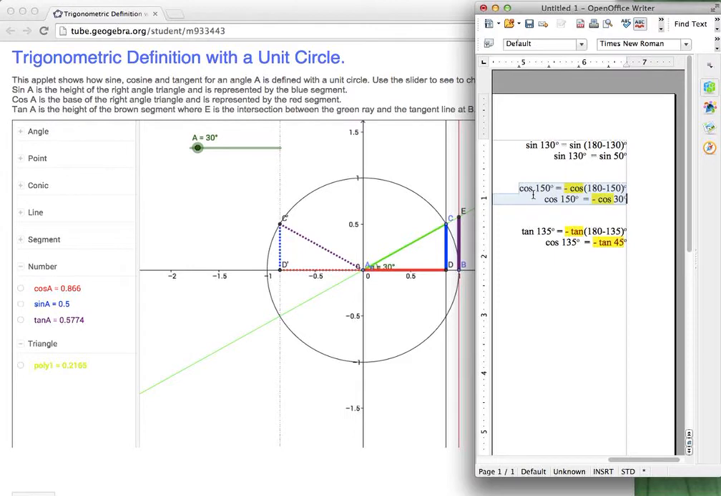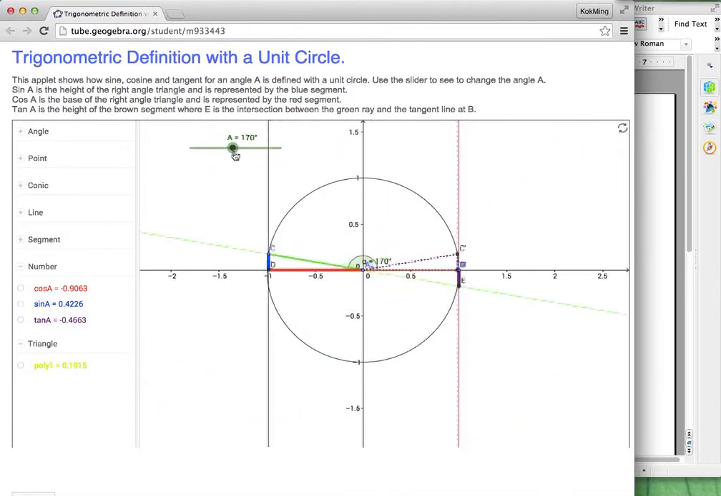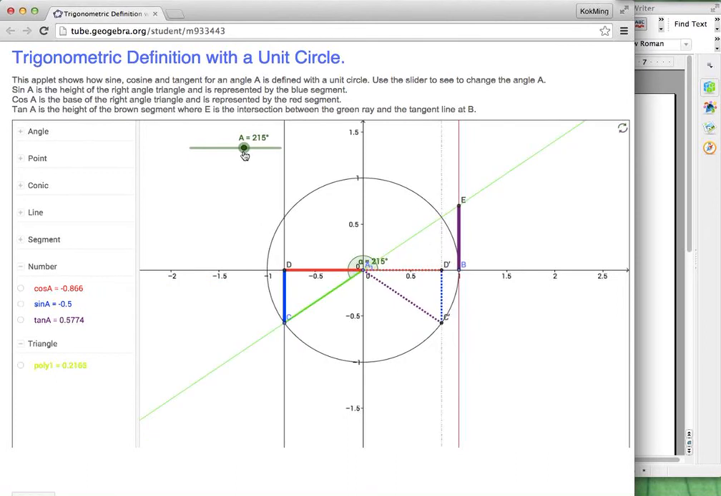So the cosine in the second quadrant is negative. In fact, sine and cosine both in the first quadrant are positive. Sine is positive in the second quadrant, but cosine is negative in the second quadrant. How about the third quadrant then? Well, if we go to about 230, you can see that the cosine is still negative because it's on this side.